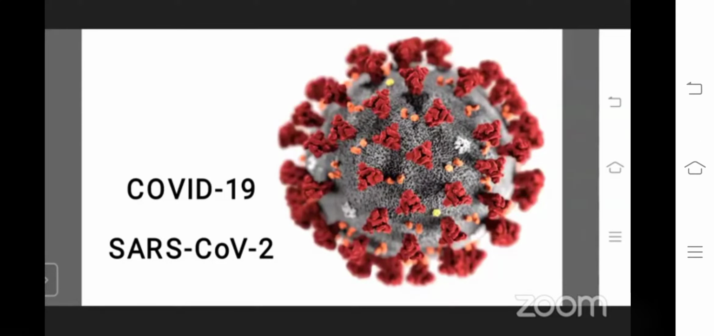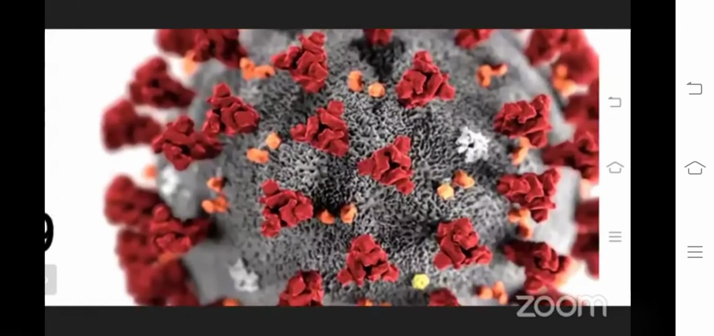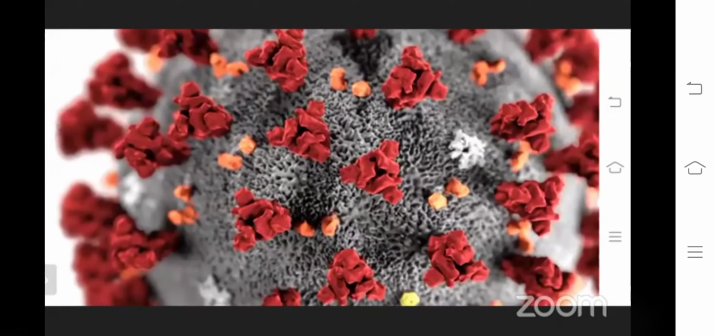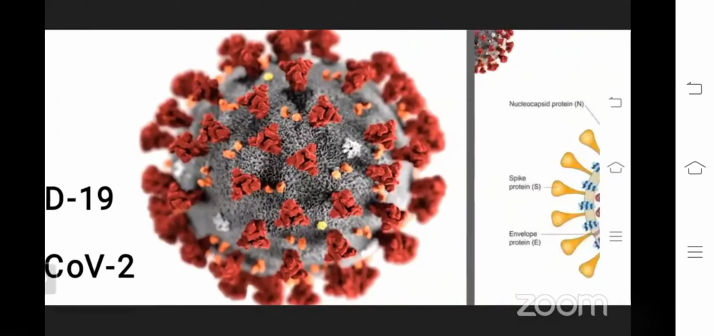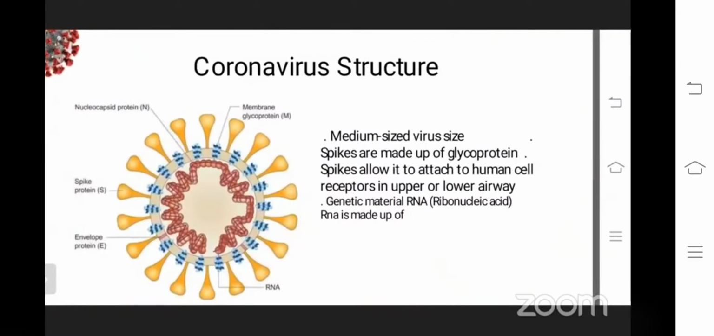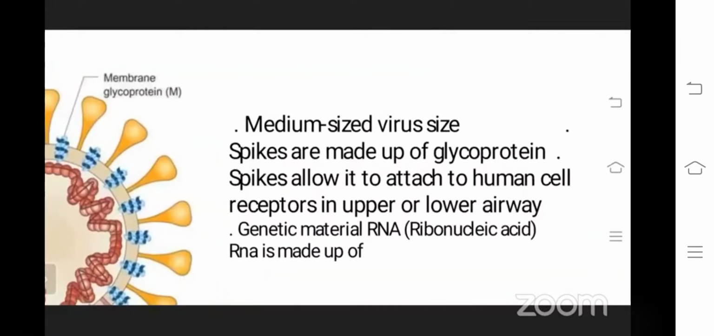Now, this is the glycoprotein present in the virus. Glycoprotein, as I have told you, is a molecule that is made up of proteins as well as carbohydrates. Carbohydrates are sugars. So, coronavirus structure. SARS-CoV-2 is a medium-sized virus.